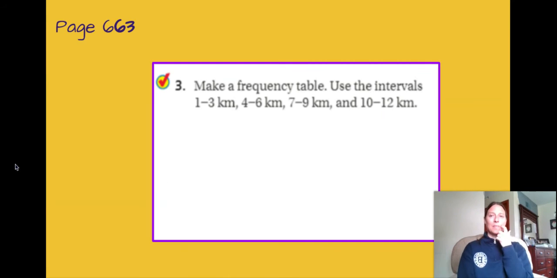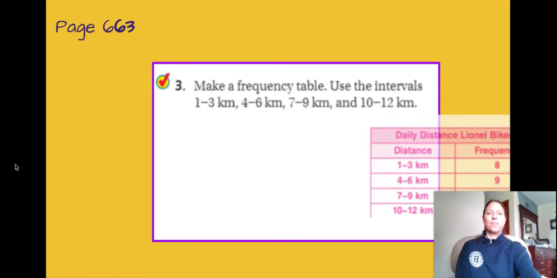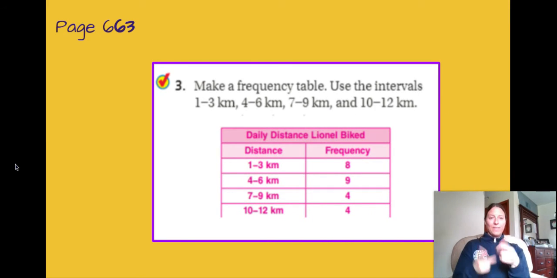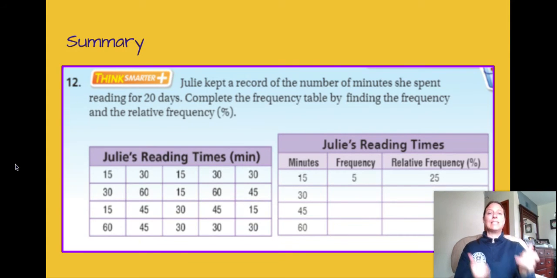On page 663, you're going to make your own frequency table using the intervals here. Now, for the summary, it says Julie kept a record of the number of minutes she spent reading for 20 days. Complete the frequency table by finding the frequency and relative frequency, which is the percents. So again, we're going to take the reading times from the left chart, put them into the right-hand chart.